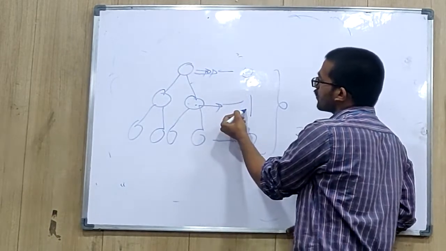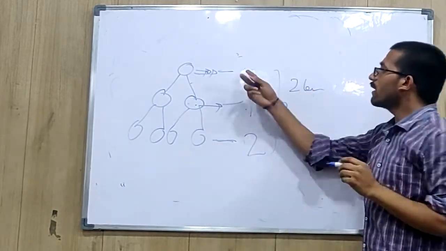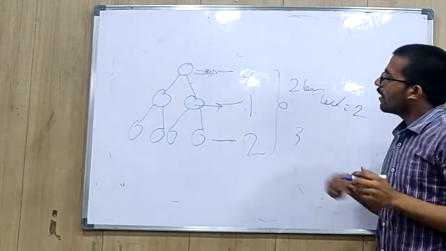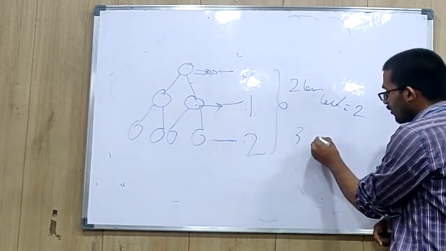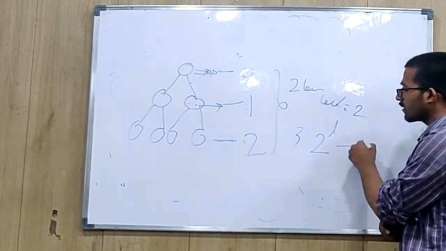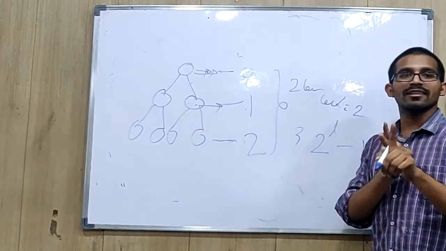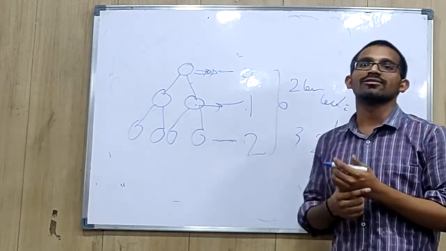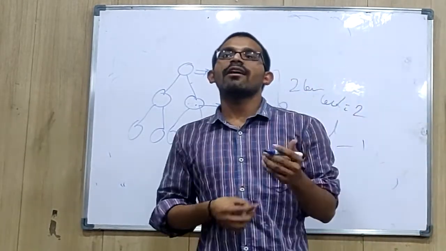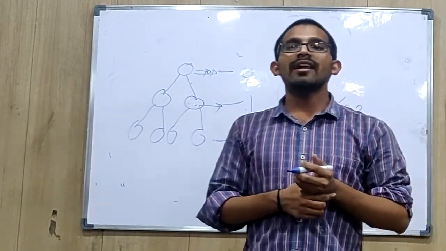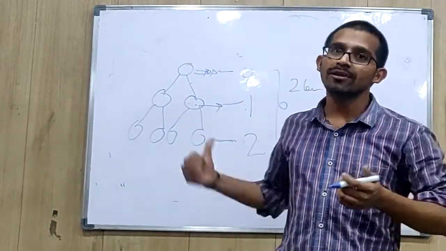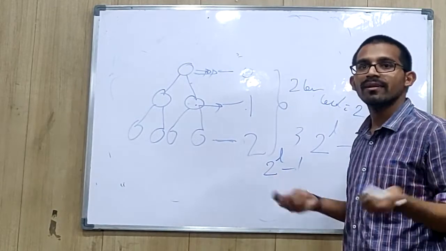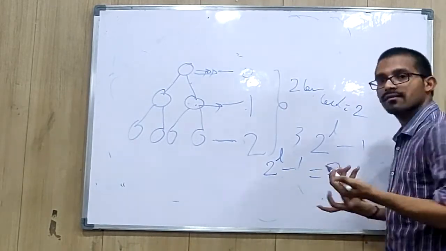If level 0 and level 1. So if its level is 2, the level starts with 0. If the level of this tree is 2, what is the total number of nodes? 2 power L, that is, 2 power level minus 1, right? 4 minus 1, 3. If this level is 3, then total nodes is 7. It is also one MCQ question. They give that the level of a tree is 3, then what is the maximum number of nodes we can put in that tree? It is 2 power L minus 1, simply 7.